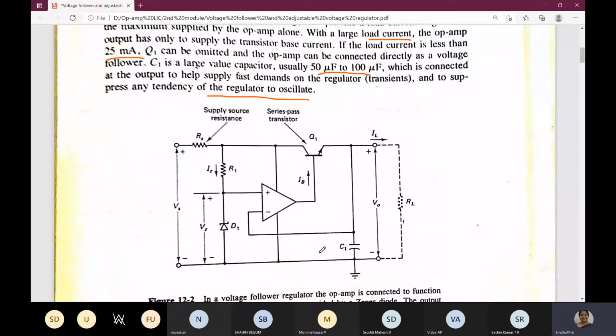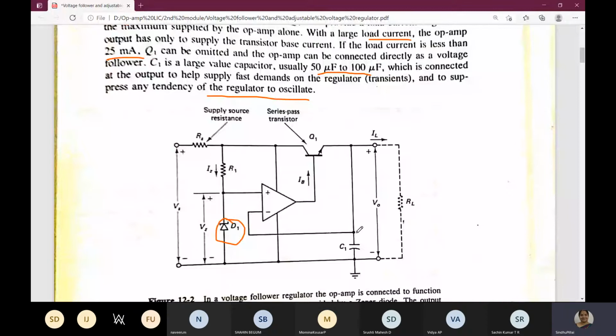One more thing: at the non-inverting terminal, the plus terminal, a Zener diode D1 is connected. So it is a voltage follower. That means the input is given to the non-inverting terminal. Since it is a voltage follower, the output will be whatever voltage appears across the diode, which we consider as VZ. Vs is our supply voltage, and the voltage across the Zener diode is Vz. That will appear at the output. The inverting terminal is just connected to the output.